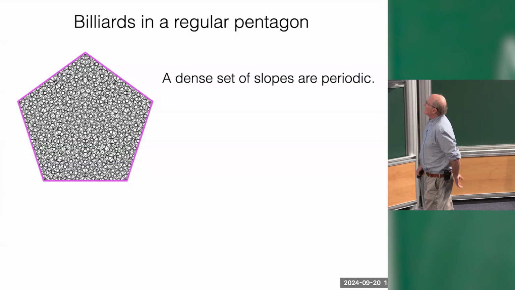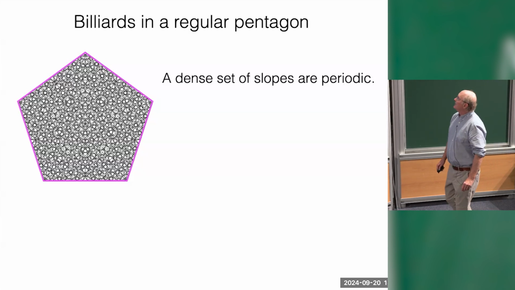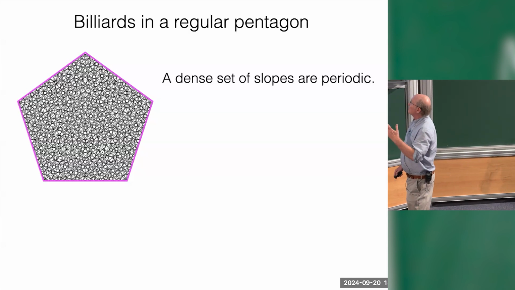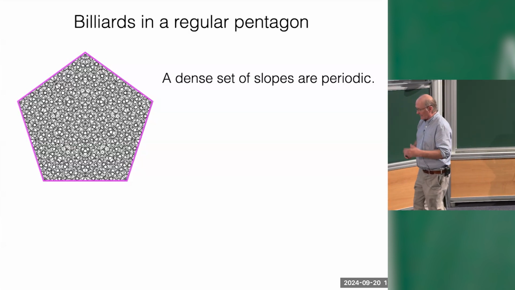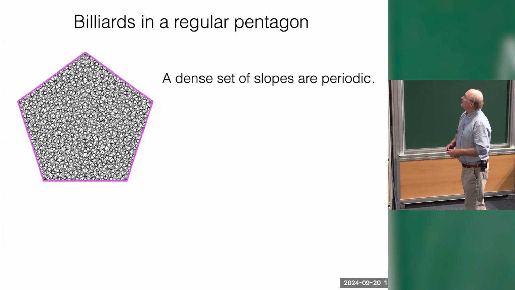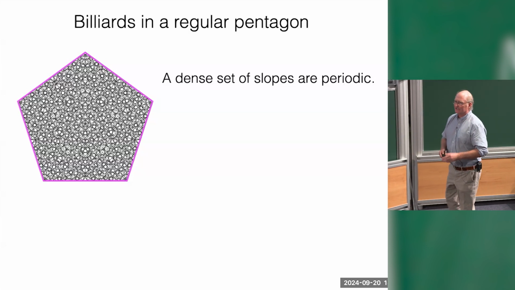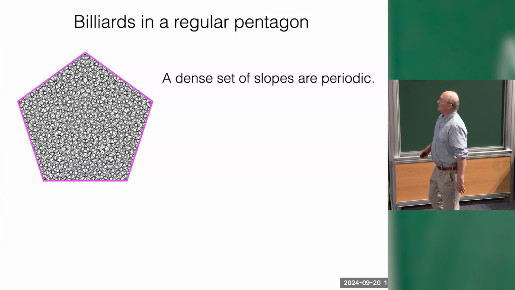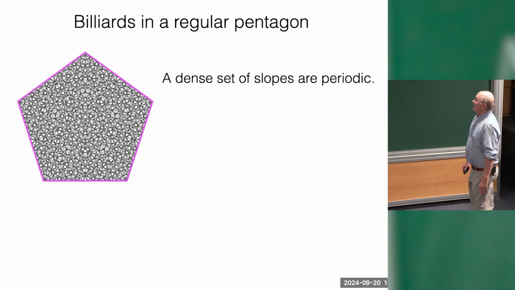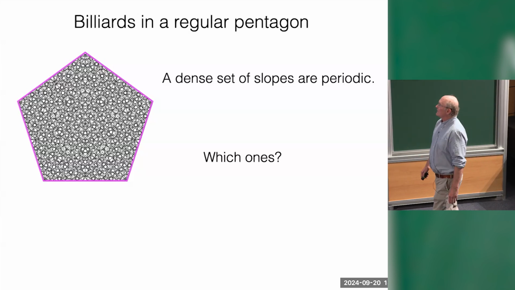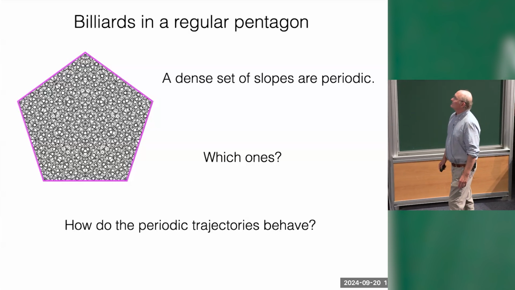One thing we know, which is a little bit surprising, and it's hard to find an elementary proof of this, is that there's a dense set of slopes such that the billiard path that begins with that slope is periodic. It comes back to where it started, independent of the point. It turns out that once there's one periodic path, all the paths that begin with that slope, no matter where they start, are periodic. So the slopes can be categorized into two classes, periodic and non-periodic. So it's interesting to ask then, which are the periodic slopes? And also, how do these periodic trajectories behave?